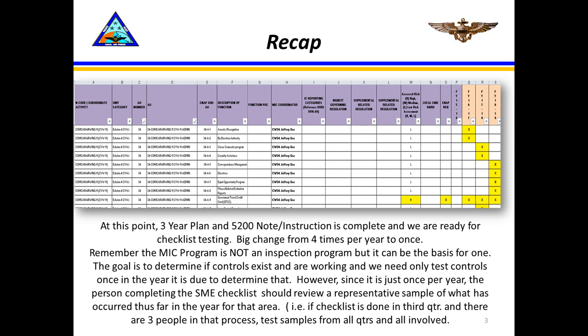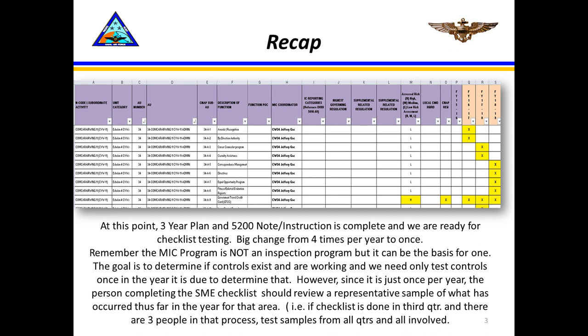You have to remember, the MIC program is not an inspection program, so we don't need to do it many times throughout the year. It can be the basis for a local program that you develop, but the goal is really to determine if the controls exist at all and that they're working. So we only need to test controls once in a year that is due to determine that.